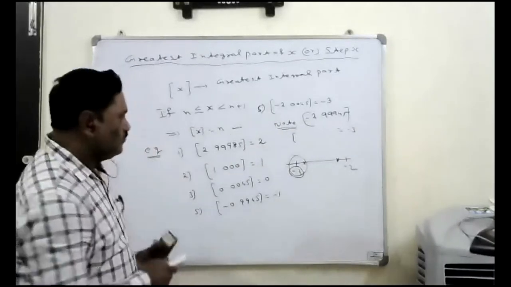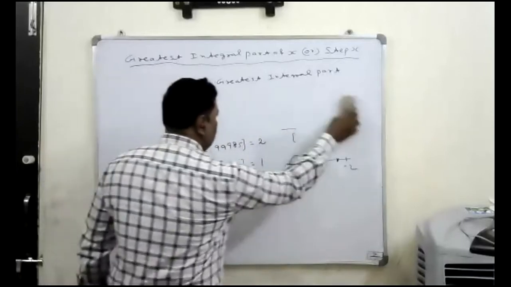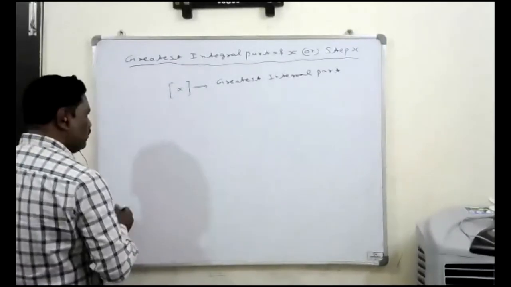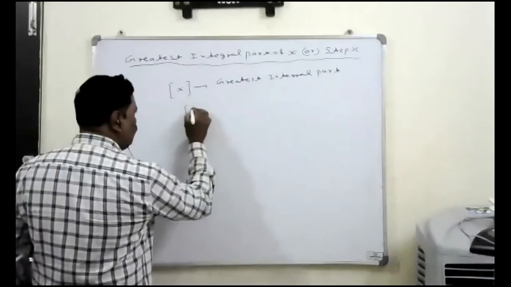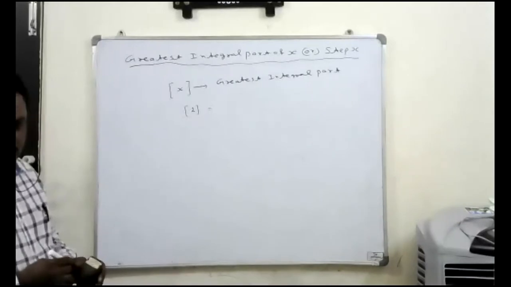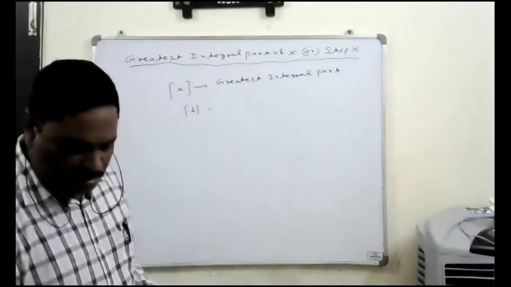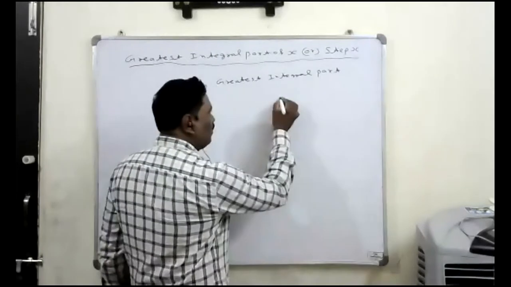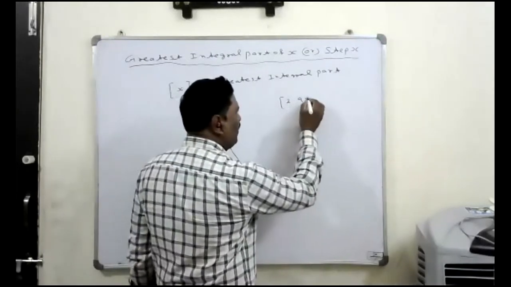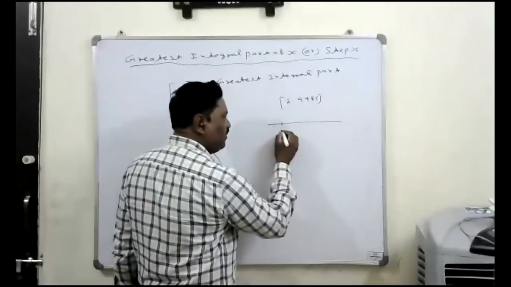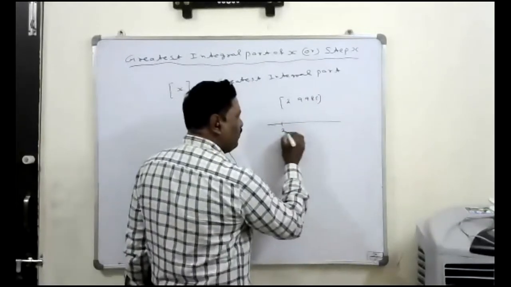Okay. Now, here remember this point: what is the integral part of 2.9998? पॉजिटिव नंबर में 2.9998 के 2 आते हैं. Because 2.9985, मतलब ये नंबर कहाँ रहती? 2 और 3 के बीच में रहती ना?